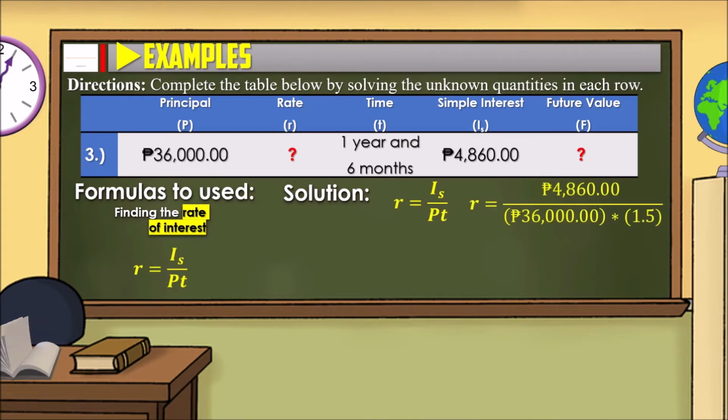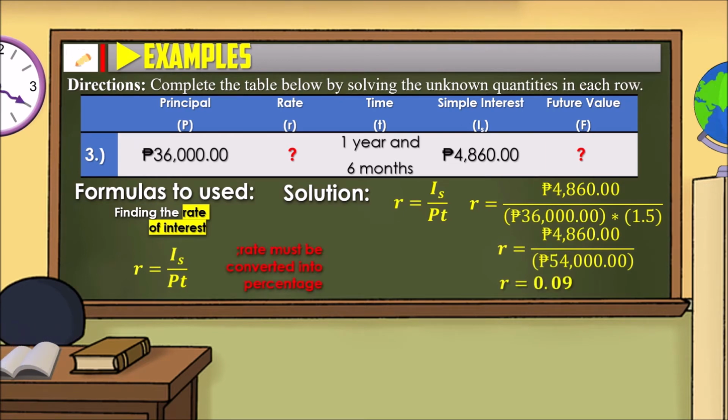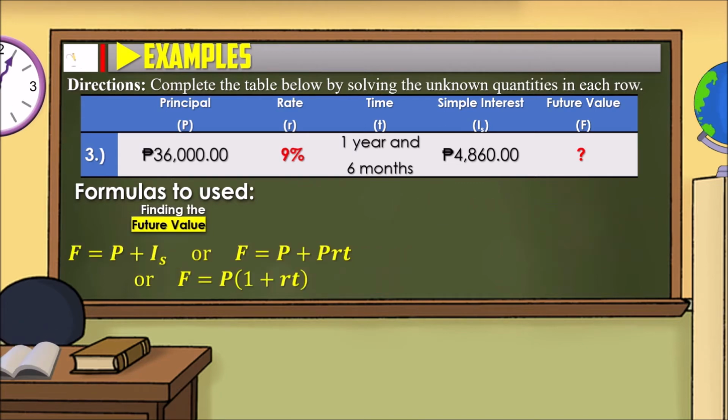Now, perform the operation. Please be noted that rate must be converted into percentage. To convert the answer to percentage, we need to multiply it by 100%. So, we have R is equals to 0.09 multiplied by 100%, or the rate is equals to 9%. Next is to find the future value.